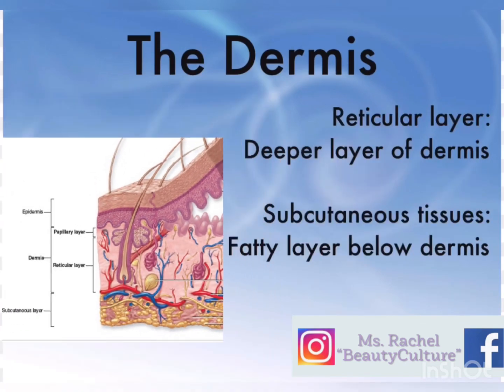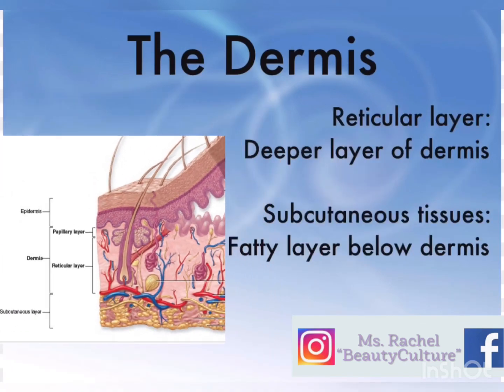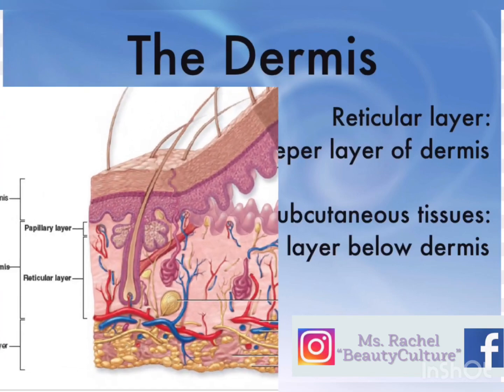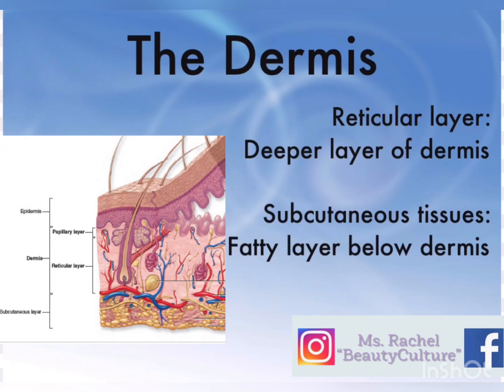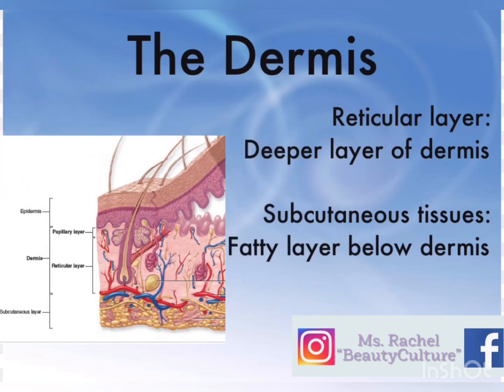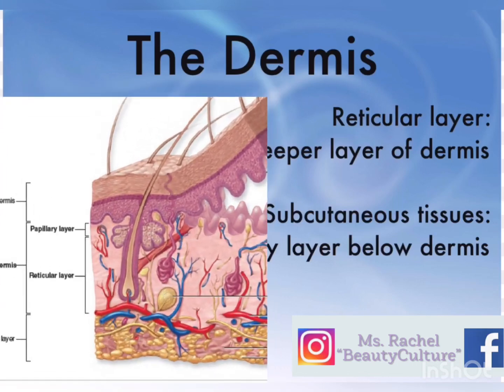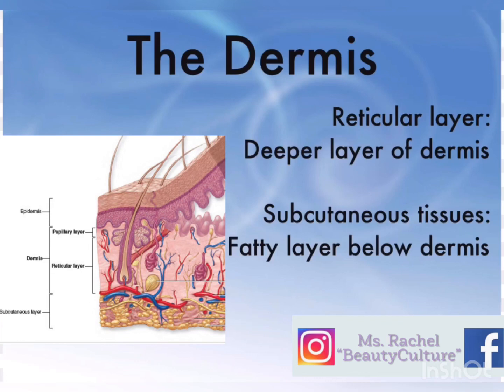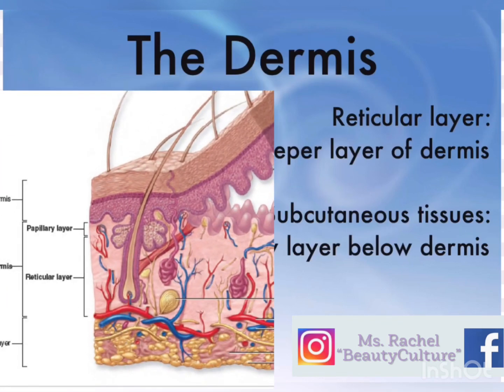The reticular layer is the deeper layer of the dermis that supplies the skin with all of its oxygen and nutrients. It contains the following structures within its network: fat cells, sudoriferous glands, blood vessels, hair follicles, lymph vessels, erector pili muscles, sebaceous glands, and nerve endings.